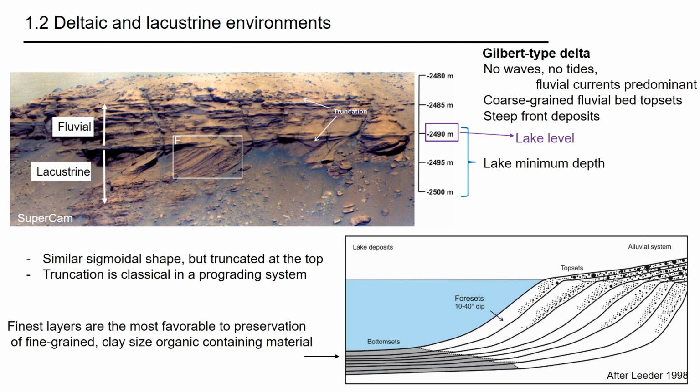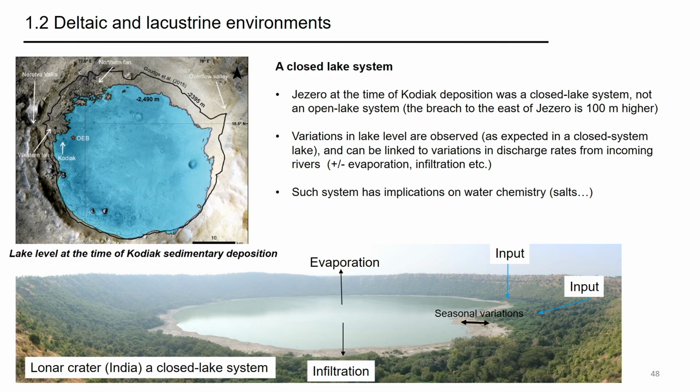And we can tell the lake level here, which is 100 meters below expectation from orbital data. And the minimum depth is really something like 20 meters. So what we concluded is that there was a lake within Jezero, but this lake, at the time of deposition of Kodiak, was closed, which is interesting because there is an outlet at Jezero, but this outlet may not have been something permanent, may just have been an overflow. And at the time we see it was closed.